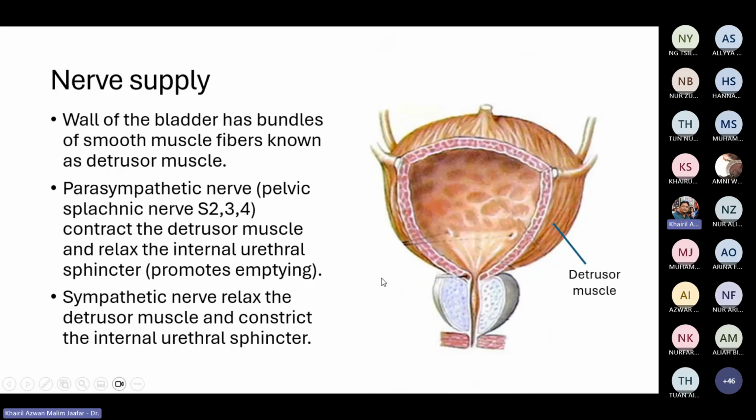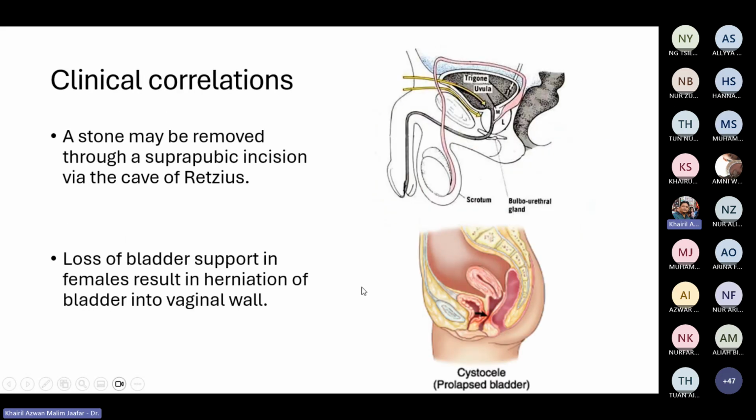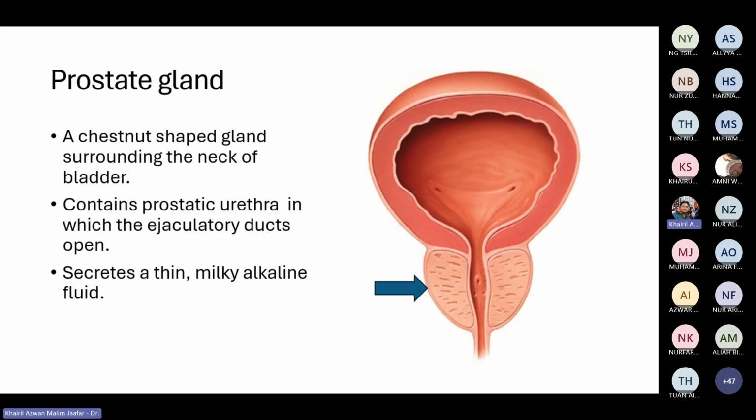Next is the detrusor muscle, which makes up the bladder wall, and then the nerve supply: parasympathetic nerves for emptying of the bladder, and sympathetic nerves relax the detrusor muscle and constrict the internal urethral sphincter. So this is the clinical correlation.